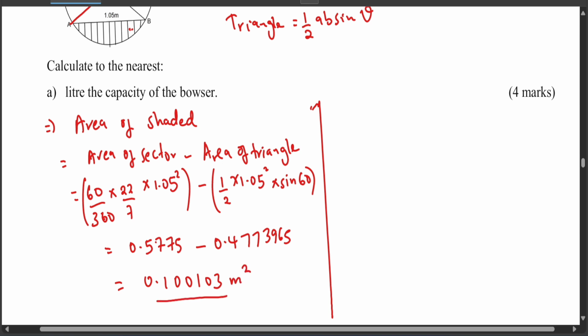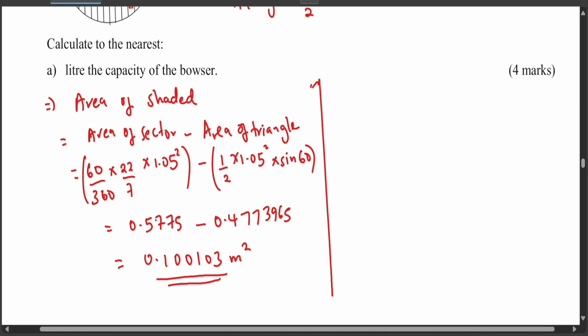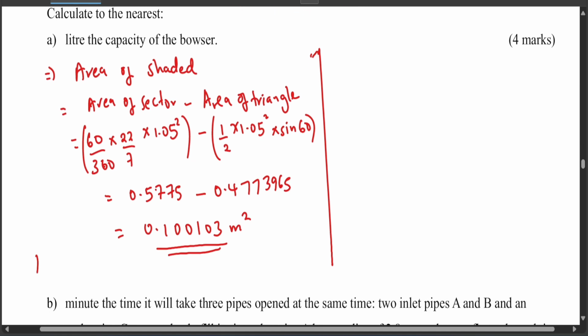But now we want to find the area of the larger segment, the cross-sectional area, because we're searching for the cross-section area here. So cross-section area is equal to the area of the whole circle, which is pi r squared, minus the area of the shaded region.